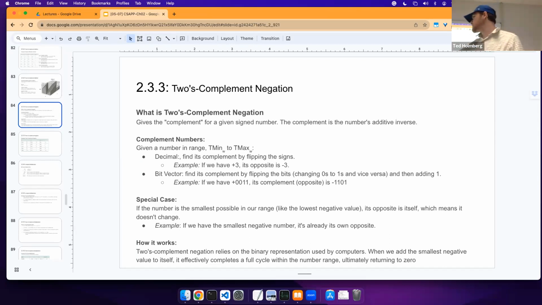Okay, now the special case that we should be aware of is if the number is the smallest possible in our range. So our lowest negative, on a word size of 4, that would be our -8. Then the opposite of itself, in our range, which is the lowest negative value, its opposite is itself, which means it doesn't change. And of course, the reason why we do this 2's complement this way is just because that's how we store our numbers inside of our machines.